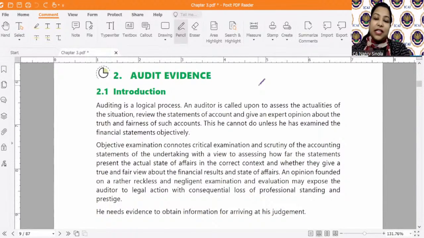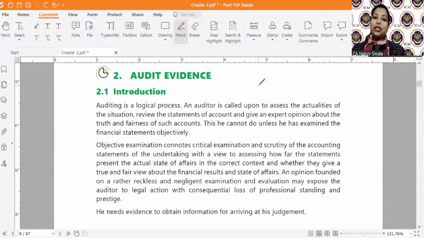So we have started Chapter 3, which is Audit Documentation and Audit Evidence, right? In our last session, we completed SA 230, whereby we understood everything related to audit documentation. I hope that whatever we covered in our last session is absolutely clear to all of you. In case you still have any doubt, you can always send in your queries, right?